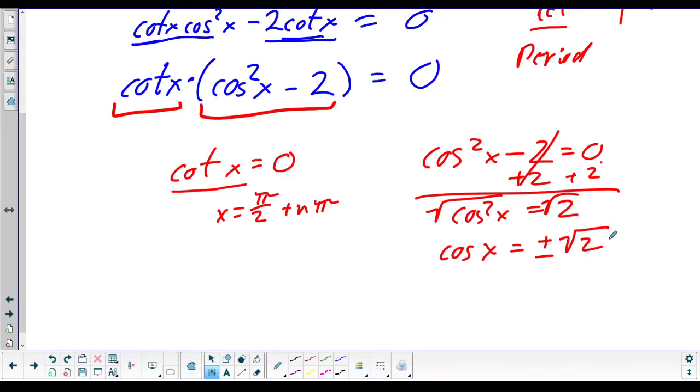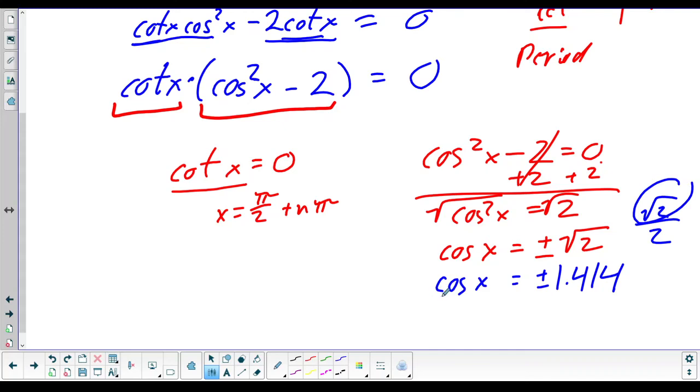Okay. Be very careful here. I know you guys are tempted to look at all the 45-degree angles, but this is not radical 2 over 2. This is just regular radical 2. So regular radical 2 as a decimal is 1.414. Cosine of x, if we think about the range of this function, let's look at a graph of it.